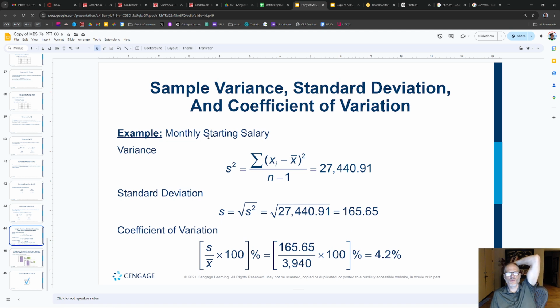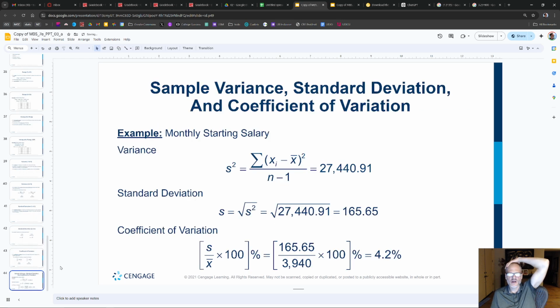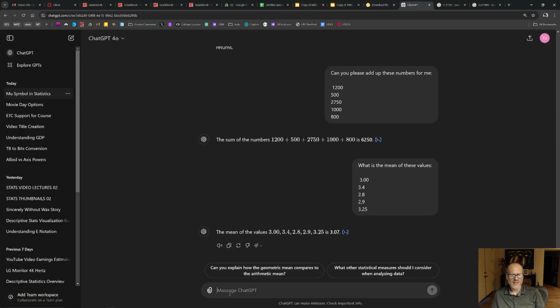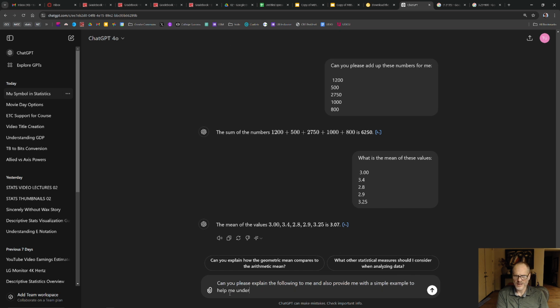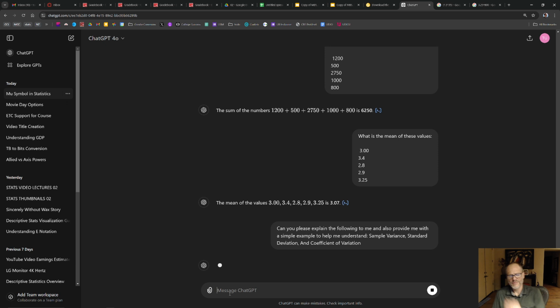Next is sample variance, standard deviation, and coefficient of variation for monthly starting salary, and we'll do an example here in ChatGPT to also cement this. And then we're going to pass on using Excel, and that's the end of this part. So I'm going to copy these, go over to ChatGPT, and say, can you please explain the following to me, and also provide me with a simple example to help me understand.